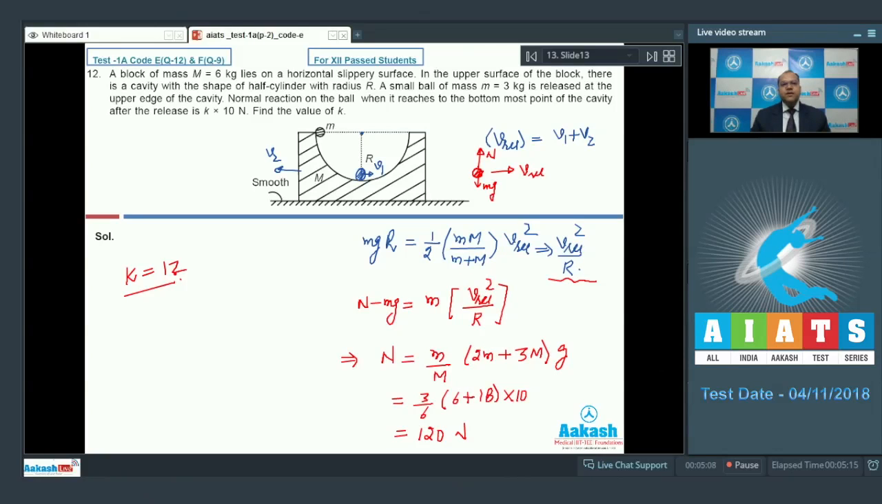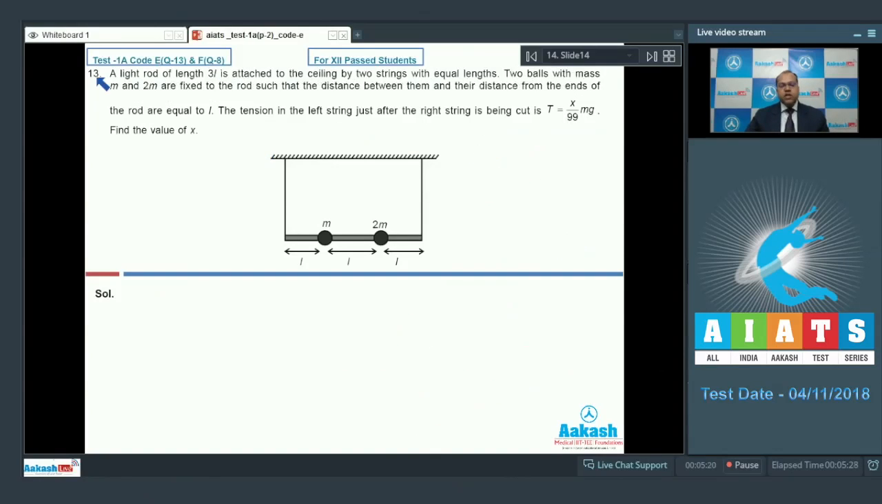Let's move to question number 13. In question number 13, a light rod of length 3L is attached to the ceiling by two strings of equal lengths. Two balls with masses m and 2m are fixed to the rod such that the distance between them and the distance from the ends of the rod are equal to L. The tension in the left string just after the right string is cut is T equal to x by 99 mg. We have to calculate the value of x.